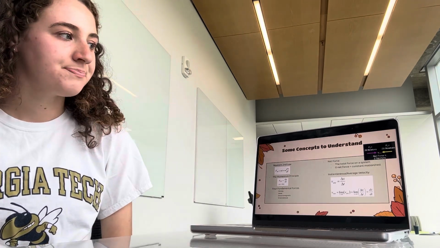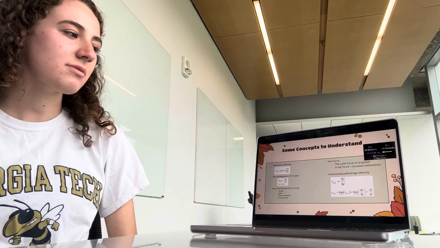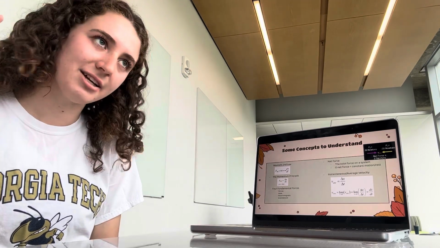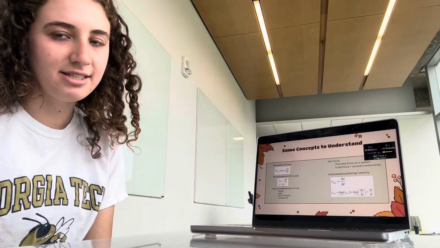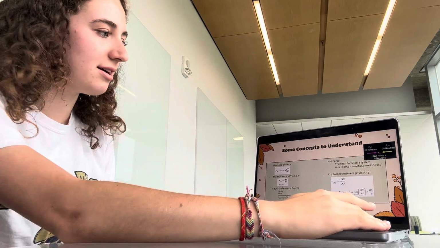And then finally, there's instantaneous and average velocity. We don't really calculate it for this, but it's also just good to know because you can look at it by looking at the slope of the time versus position graph. It's basically change in distance over change in time. And then instantaneous would be the tangent to the graph.